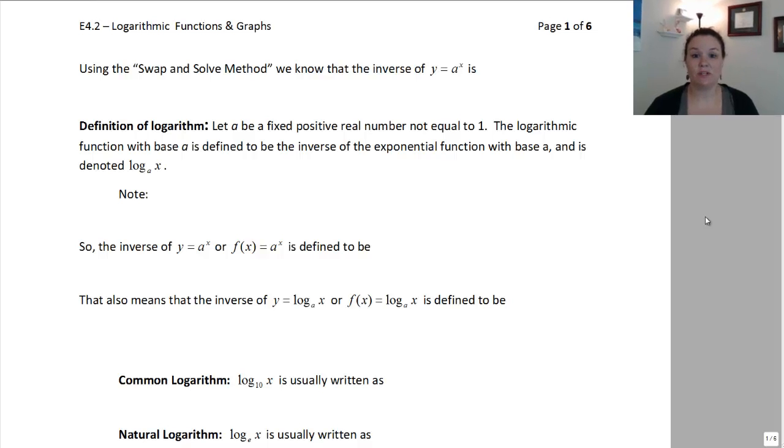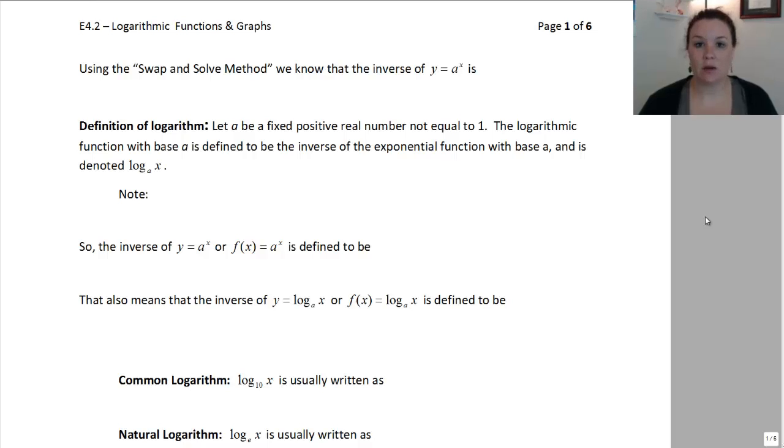This is E4.2, which is logarithmic functions and graphs. Okay, so the reason we care about logs is logs are the inverse functions of exponential functions. So remember when we went over inverse functions back in like 2.8, I think, remember we would swap and solve.